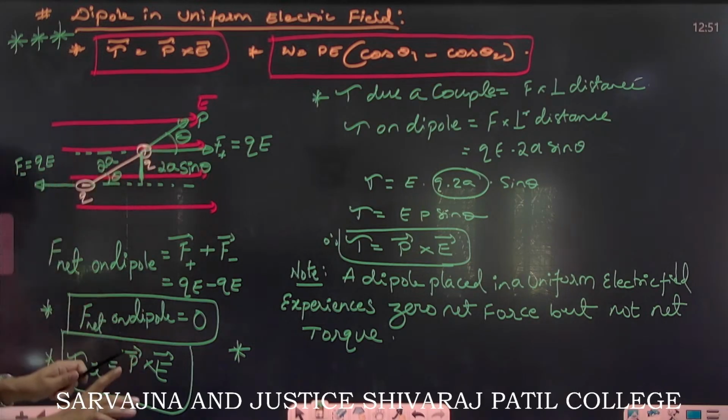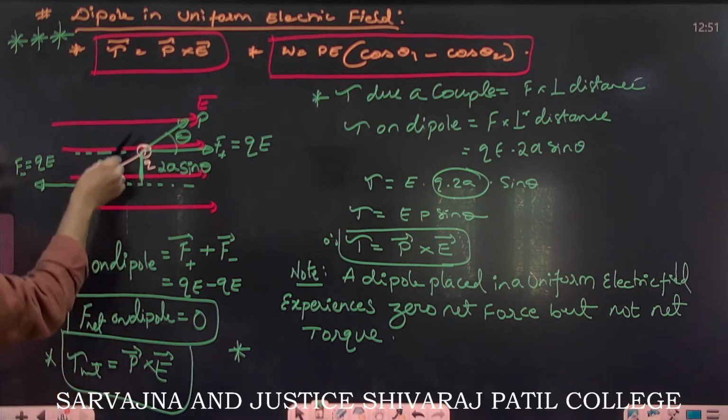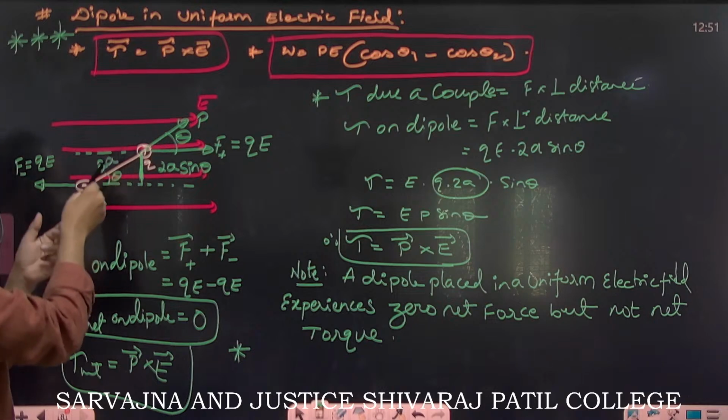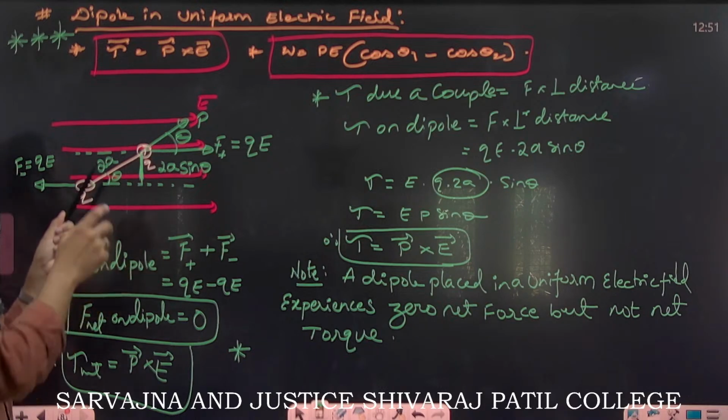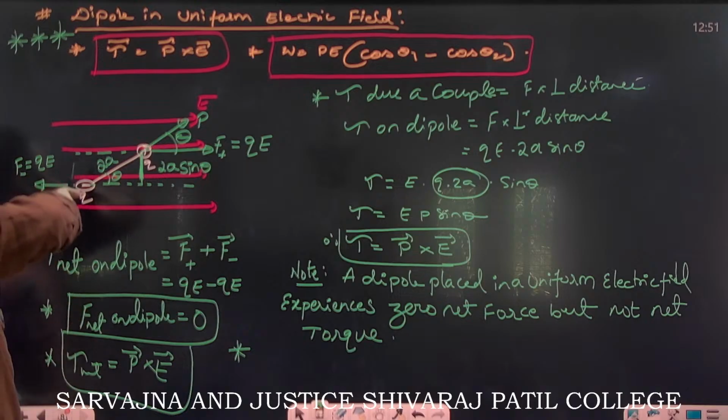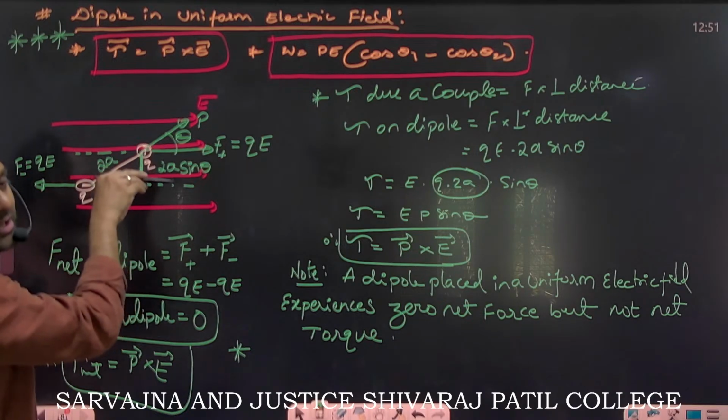Okay, so to understand simply, if you have a dipole which is placed in a uniform electric field, what does it do? The electric field tries to rotate that dipole in its own direction.